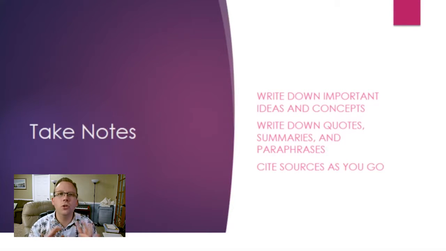Okay, so as you take notes, good idea, write down the important ideas and concepts that the author is presenting. As you do that, you might come across specific quotes, paraphrases. You might want to write down summaries of what you think is important, and along with that, you need to cite the source. If you separate reading and citing, you're making your job twice as hard, because when you're reading it and you're like, ding, ding, ding, this is important, cite it right away.